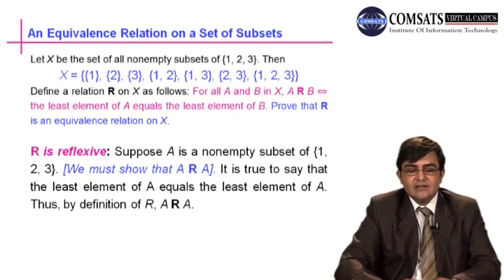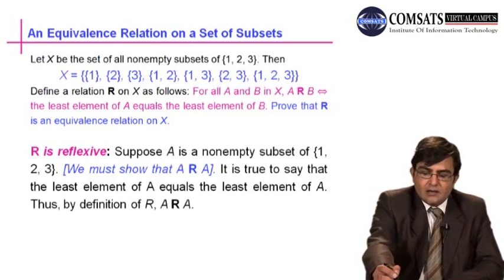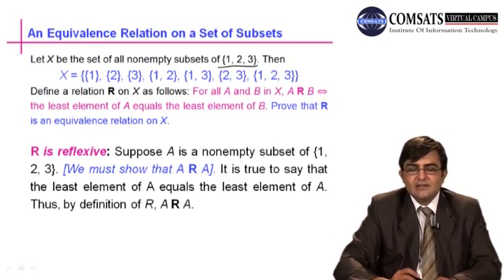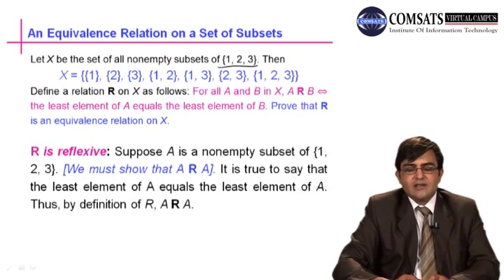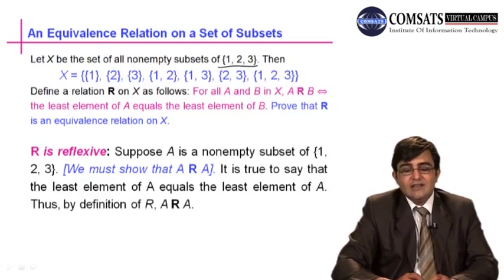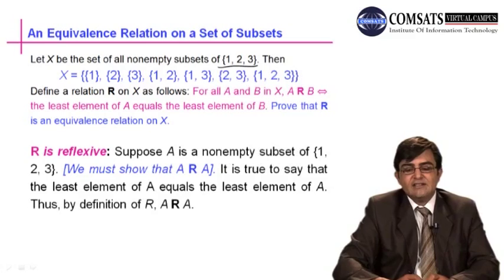Now we take another set. Let X be the set of all non-empty subsets of {1, 2, 3}. X is basically the power set of this set {1, 2, 3}, excluding the empty set. We define the relation R on X as follows. For all A and B in X, A is related to B if and only if the least element of A equals the least element of B.